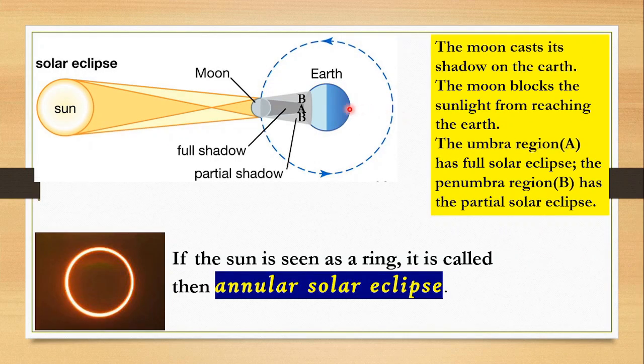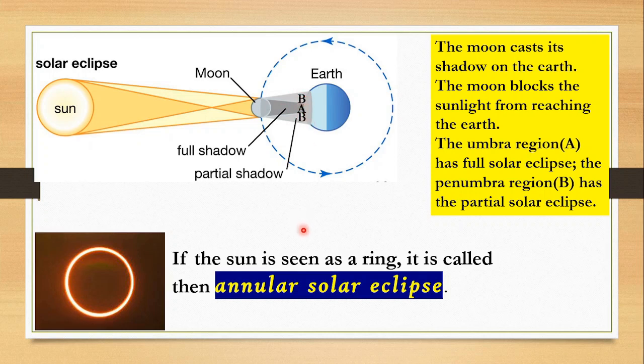Now let us see solar eclipse. The moon casts its shadow on the earth. Now the moon is blocking the path of light and the sunlight cannot reach the earth. The moon blocks the sunlight from reaching the earth. The umbra region A has full solar eclipse and the penumbra region B has partial solar eclipse.